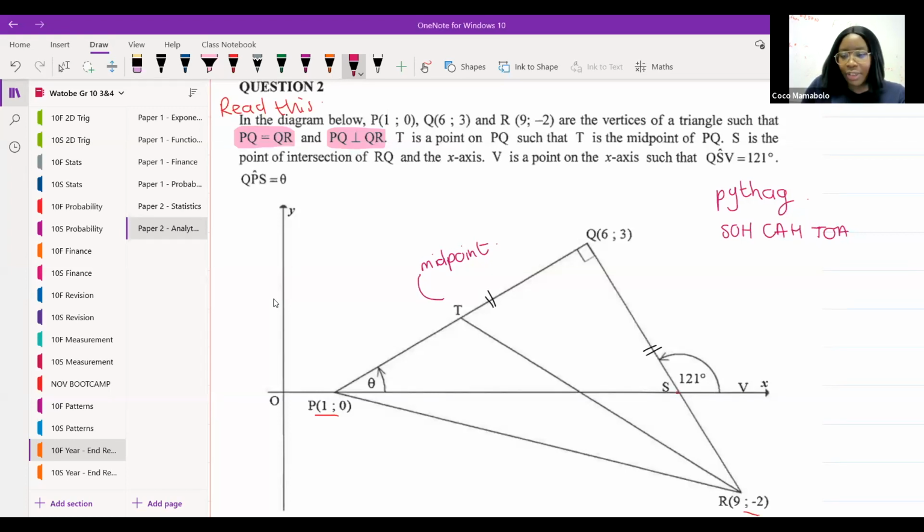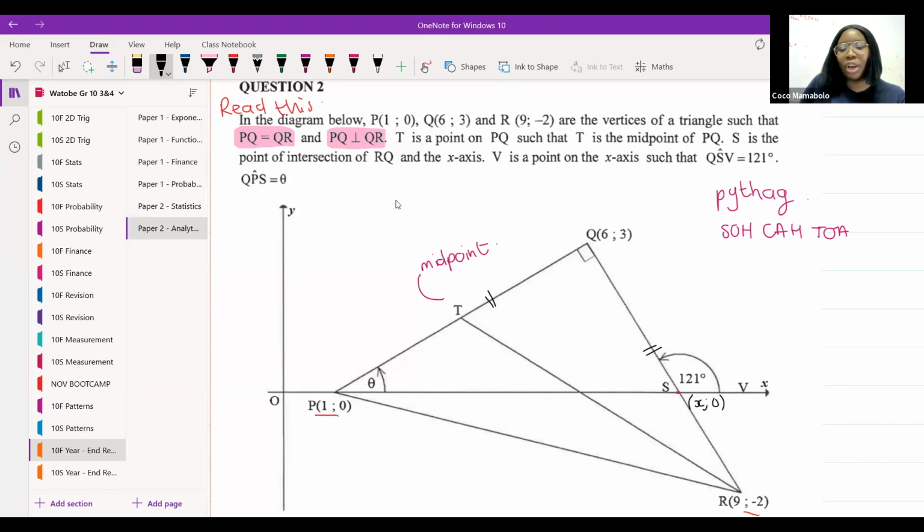Now, if this is the point of intersection with the x-axis, what does that tell me about my y value over here? What does that tell me about my y value at that point? Who knows? What is my y value? Yes, beautiful. We know that our y value is 0 because it is an x-intercept. Yes, correct. It's the same as P. So what we're really going to have to figure out for S is maybe the x-intercept. We don't know yet. All right.